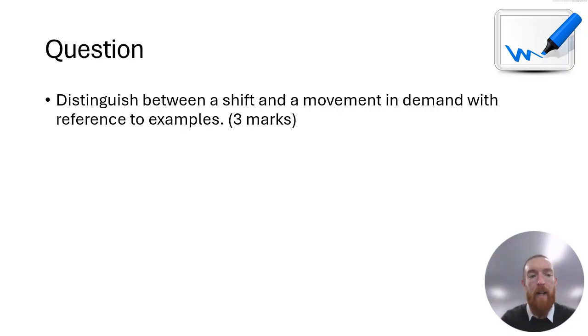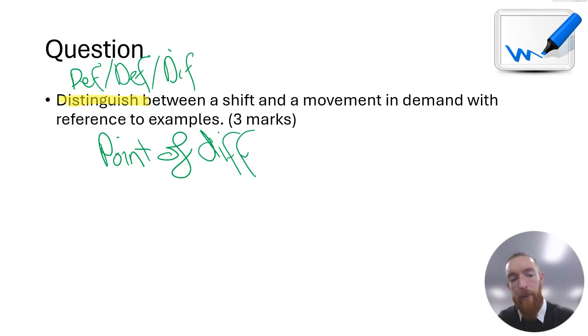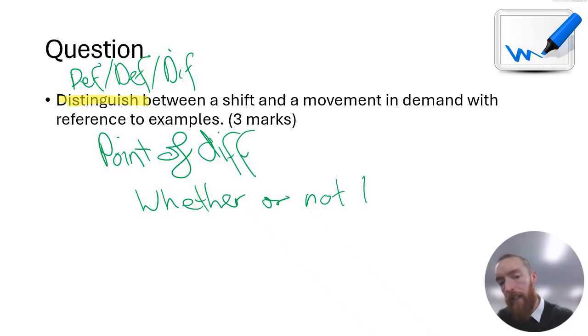So to kind of test our knowledge around this, if we need to distinguish between a shift and movement in demand with reference to examples, whenever we need to distinguish requires us to define both concepts and point out the difference. So def, and diff. With this, our point of difference is the most important part. So what's the difference between a shift and movement in demand? Our key point of difference is whether or not the selling price changes.